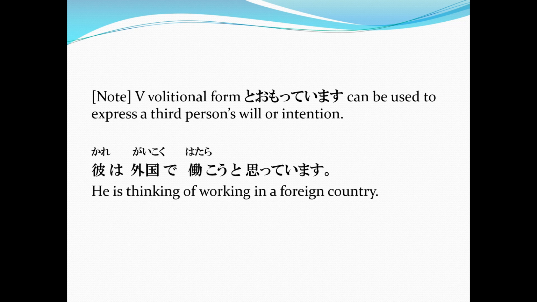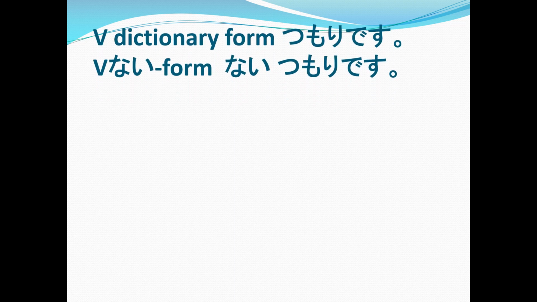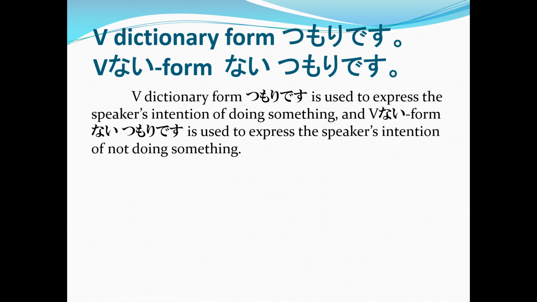So those are the uses of volitional forms of verb. Let's move on to a new sentence pattern. It's verb dictionary form tsumori desu. Again, verb dictionary form tsumori desu, and verb in the nai form nai tsumori desu. So what is this sentence pattern used for?